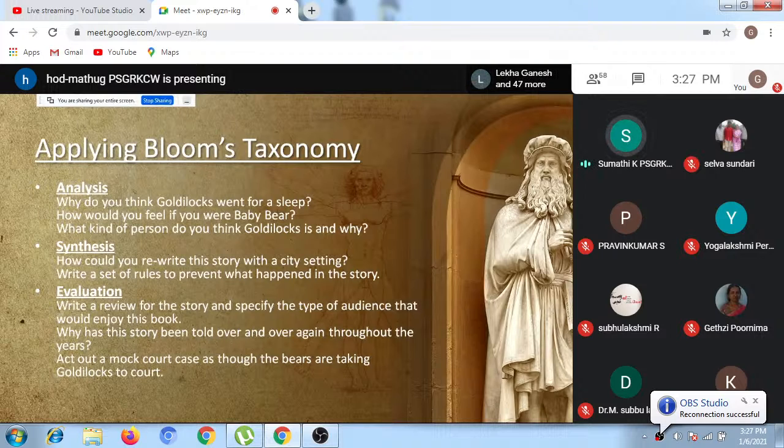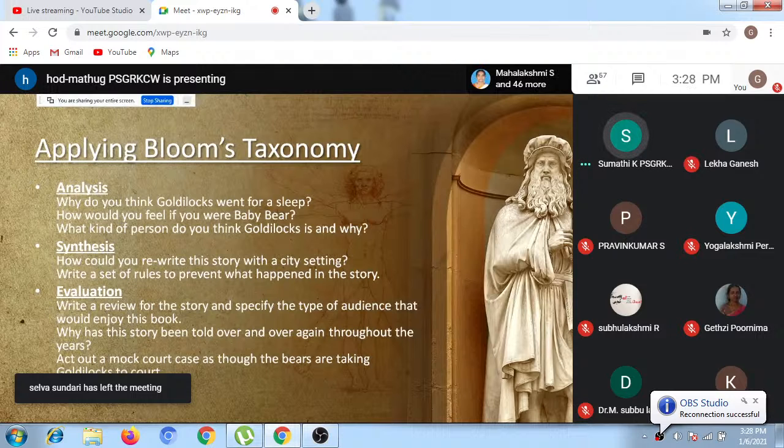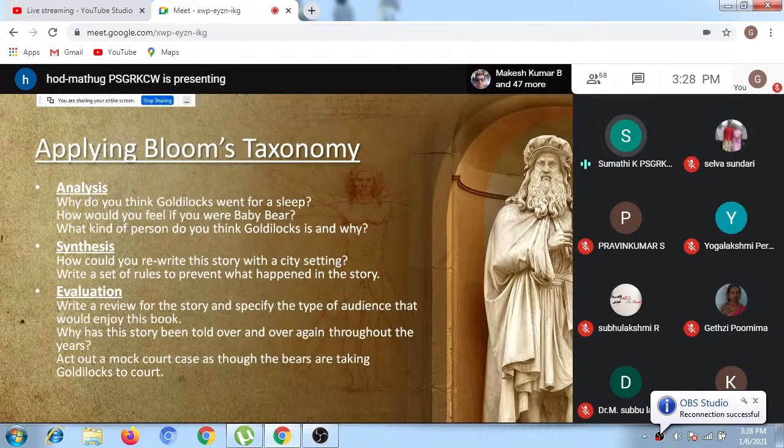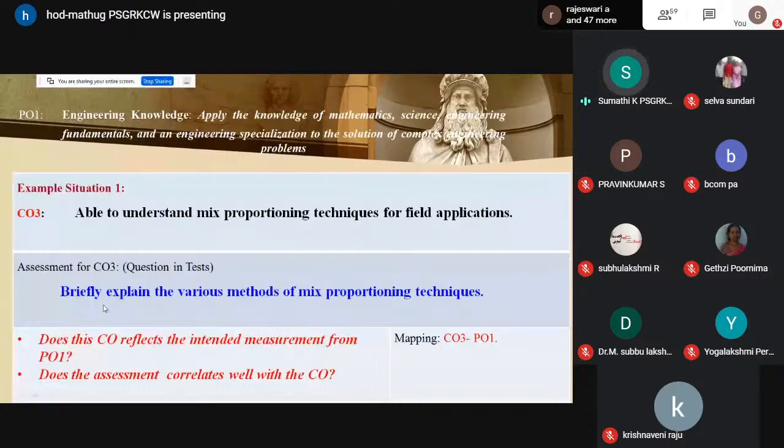How would you feel if you were in that place? Then the student has to analyze what the feelings of the baby bear would be, and think about why Goldilocks went to sleep, because she knows it belongs to somebody else. Okay. So in somebody else's place, what kind of person do you think Goldilocks is, and why? So now you have to think. Goldilocks entered without manners. What do you think?